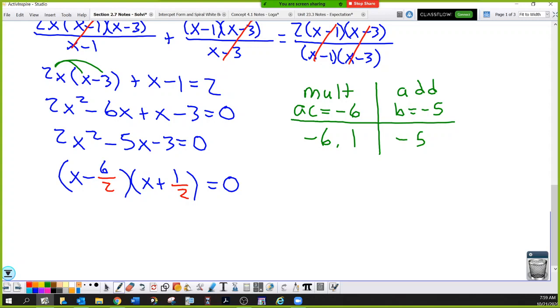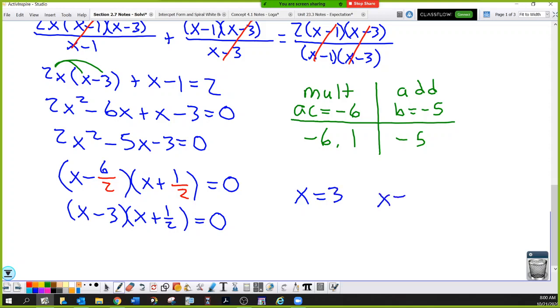The Lizzie method is great for solving quadratics because it gets to solutions one step faster than the AC method does, excuse me. You just reduce your fractions if you can. 6 over 2 reduces to 3, so we have x minus 3 and x plus 1/2 equals 0. And this allows me to see my two solutions right now. It's whatever numbers make the parentheses equal 0. So my two solutions would be x equals 3 and x equals negative 1/2.